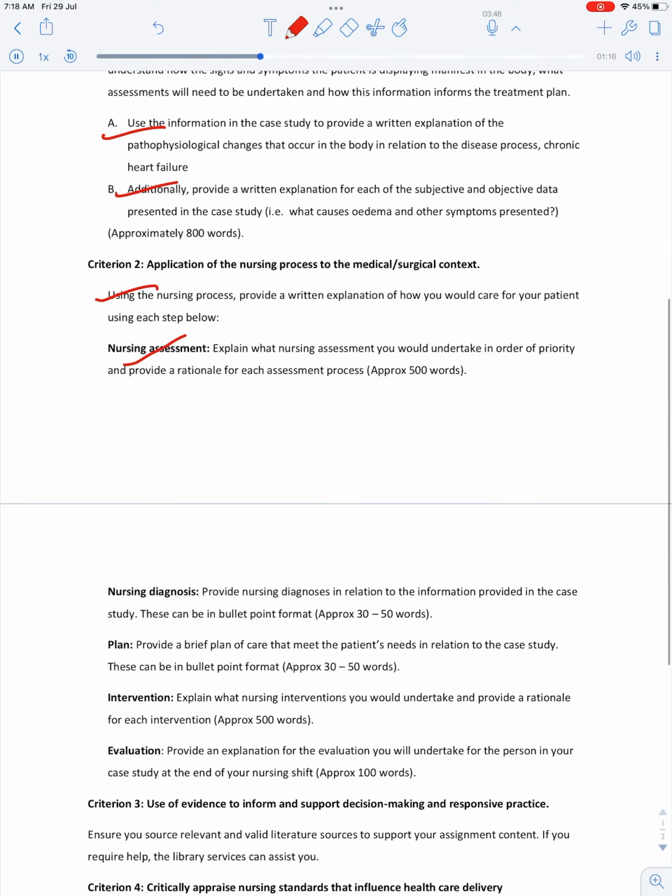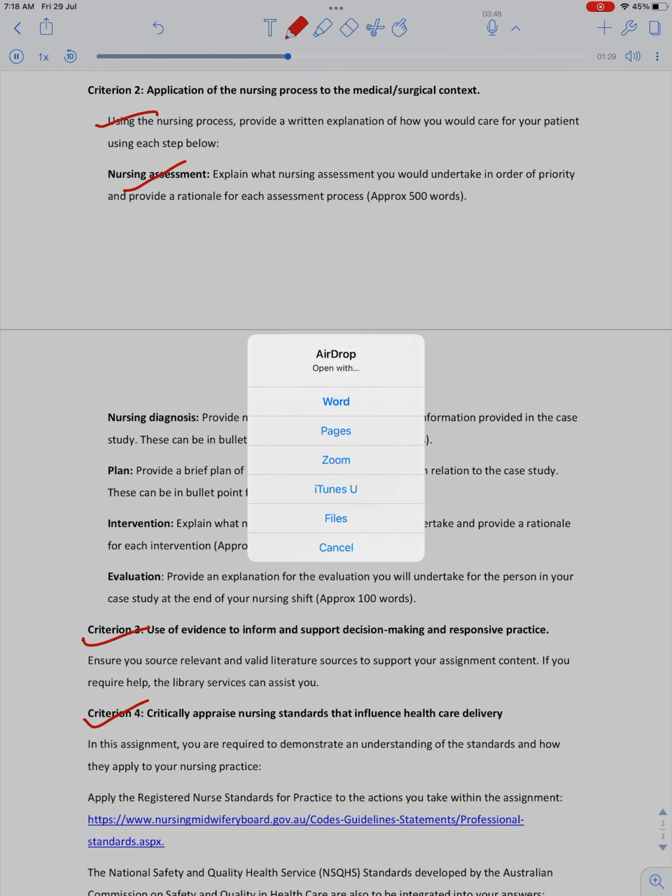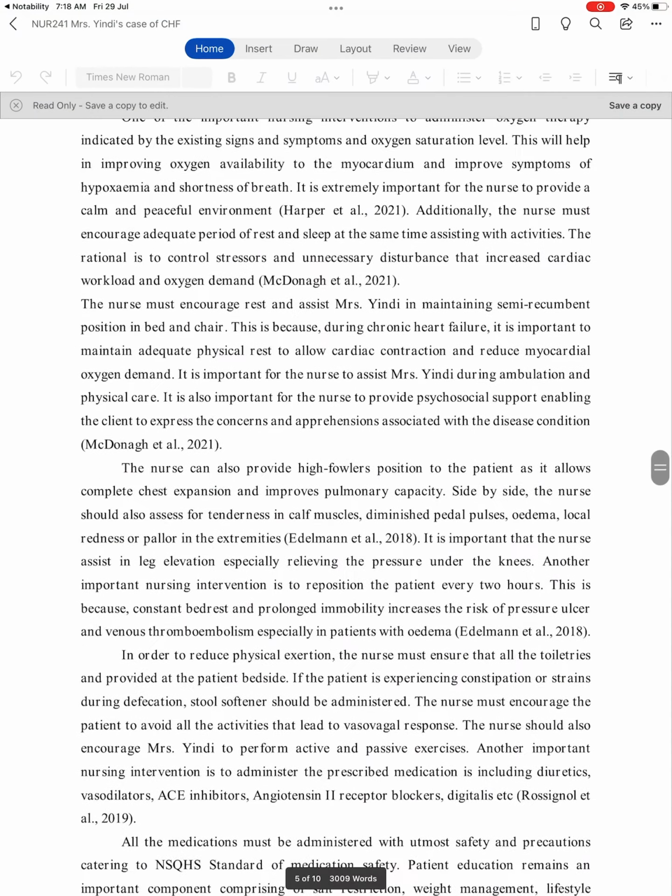Then we have criterion 3. You have to use relevant sources. We have to use CINAHL and PubMed. We can't use anything else. And in this assignment, you're required to demonstrate an understanding of the standards and how they apply to your nursing practice. Now, I am going to tell you how I did this assessment.